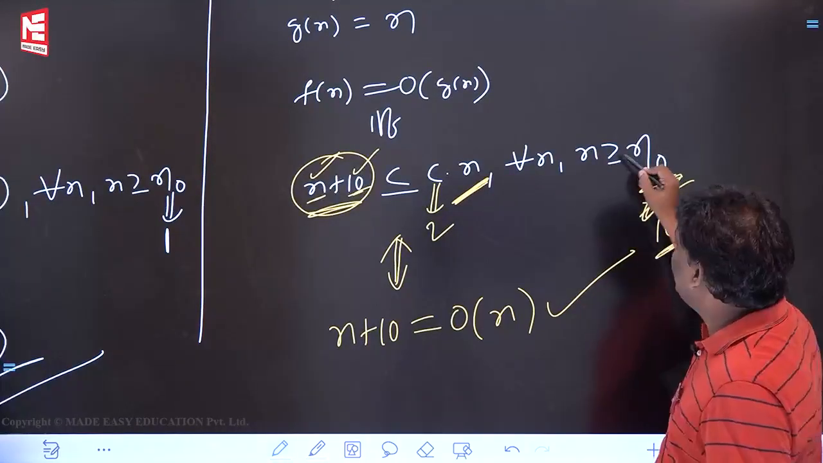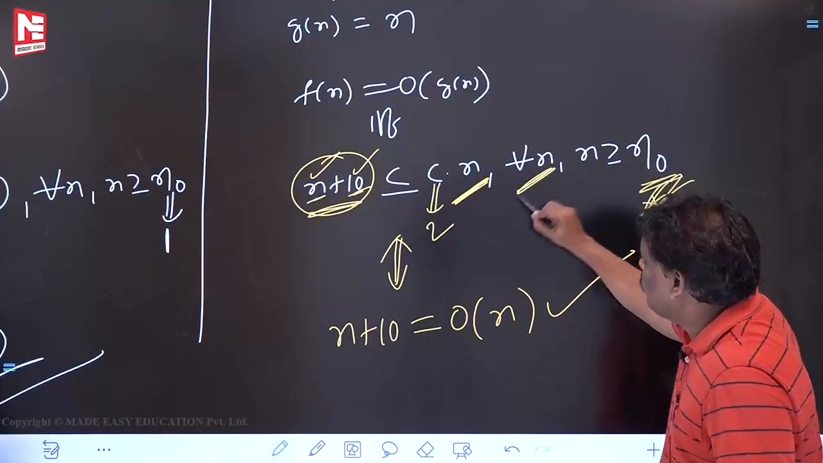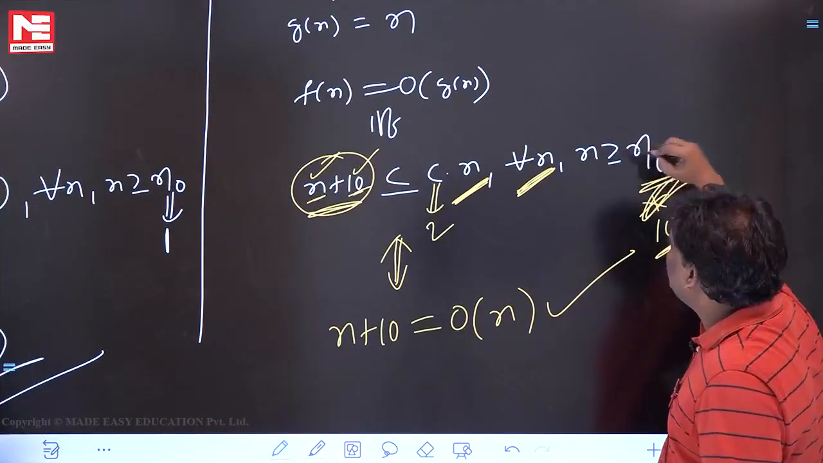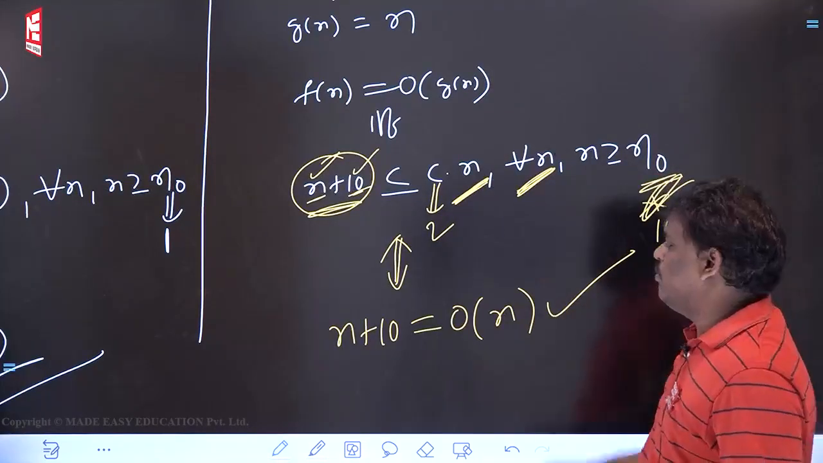For all n where n is greater than or equal to n0. For every n, see this one, here for all there. For every n where n is greater than or equal to n0, where n0 is 10, from 10 onwards it is working. If you want you can check.